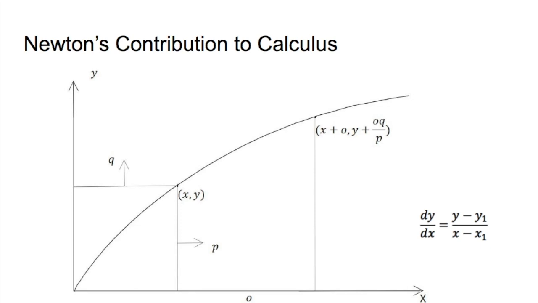As both points lie on the same curve, the new coordinates were substituted into the known equation. He then sets o to be 0, and the ratio of velocities, q on p, determines the direction of the tangent. Thanks to this method, the direction of tangents could be calculated for all curves.